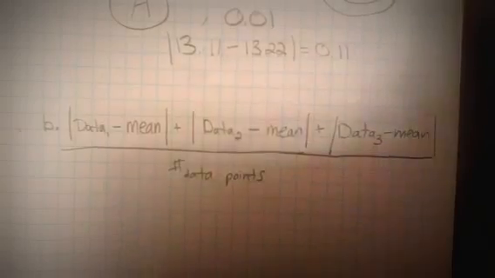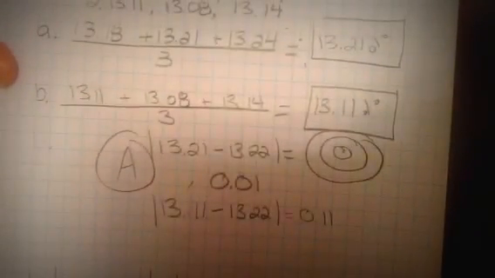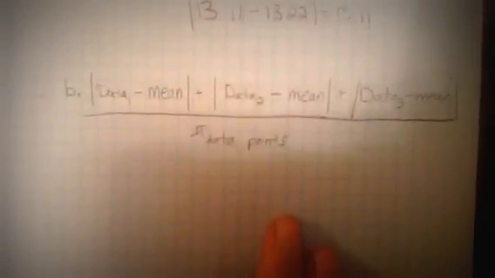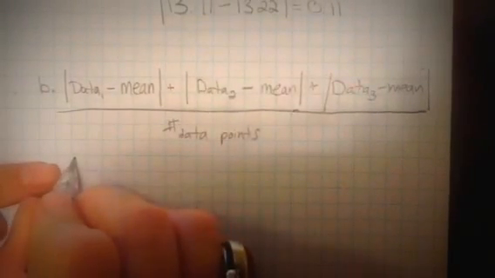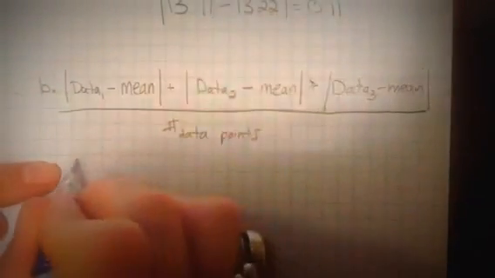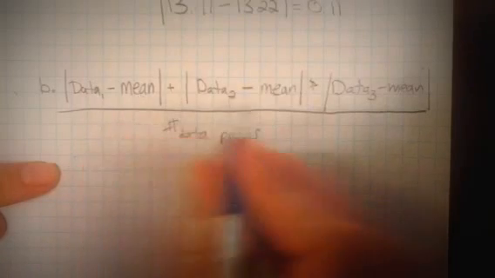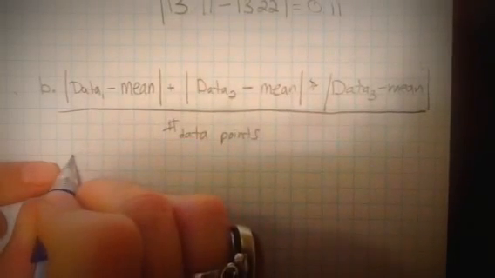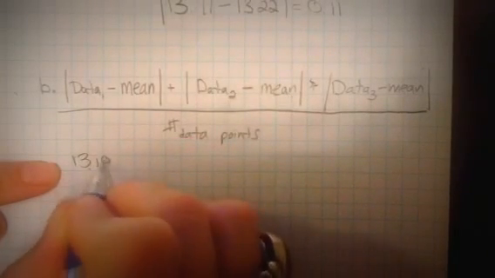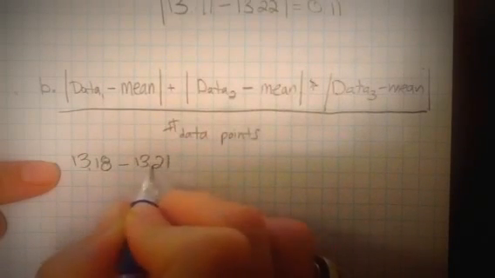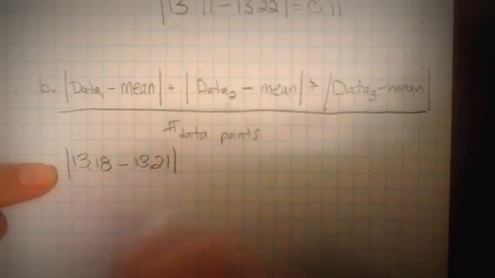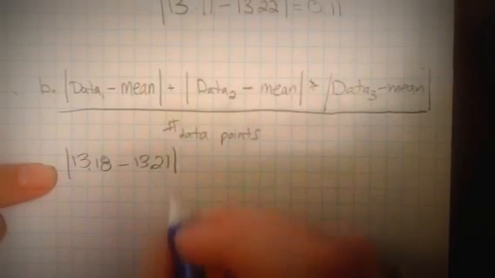So I'm going to be referencing back and forth here, but I'm not going to scoot back and forth each time. I'm just going to fill in the data for this first one. Our mean is 13.21, so we're going to use that 3 different times. So for our first one, 13.18 minus 13.21. Remember, we're going to do the absolute value, so that's just the magnitude it is from 0, not anything to do with negatives and positives.